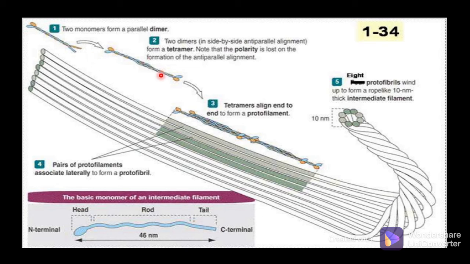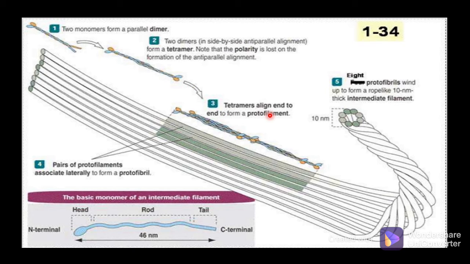This is the dimer. Now in the second step you can see two dimers arrange themselves in anti-parallel alignment, that is side by side, and form a tetramer. So this way you can see two heads, this way you can see two heads. So now what happens? The polarity is lost here. In the first diagram there was head as well as a tail, therefore there was polarity. In the second diagram you can see they have lost the polarity because they have aligned themselves in an anti-parallel way.